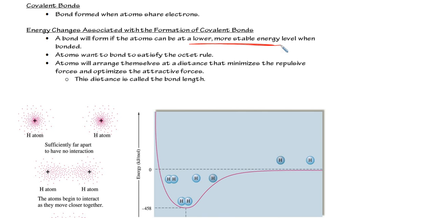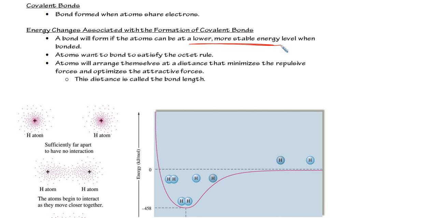I mean, the only atoms on the periodic table that don't need to bond are the noble gases. They already come with full outer shells of electrons, which is stable. Everybody else needs to either gain electrons, lose electrons, or share electrons so that we can have a full outer shell, which means that we're at a lower, stable energy level.